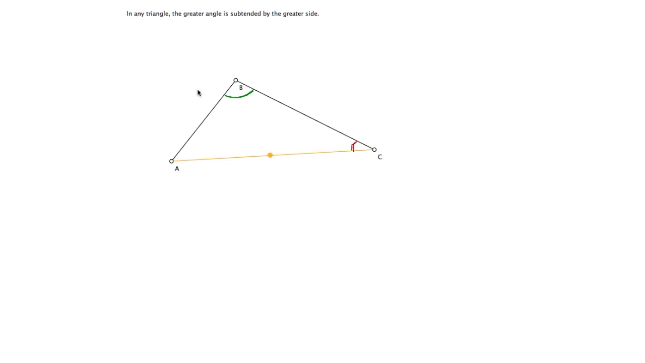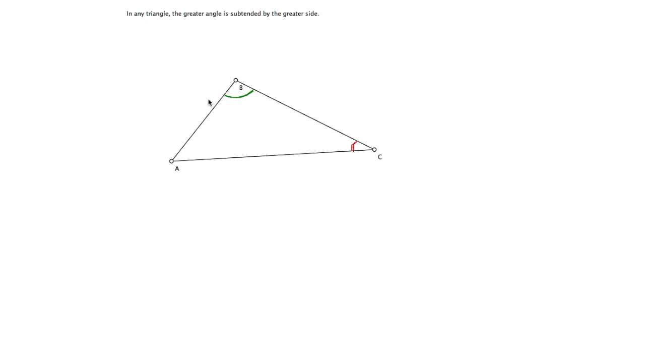Okay, so maybe then AC is not equal to BA. Maybe AC is actually smaller than AB. But if that were the case, then AC would subtend the smaller angle by proposition 18. But it doesn't because it subtends the larger angle.